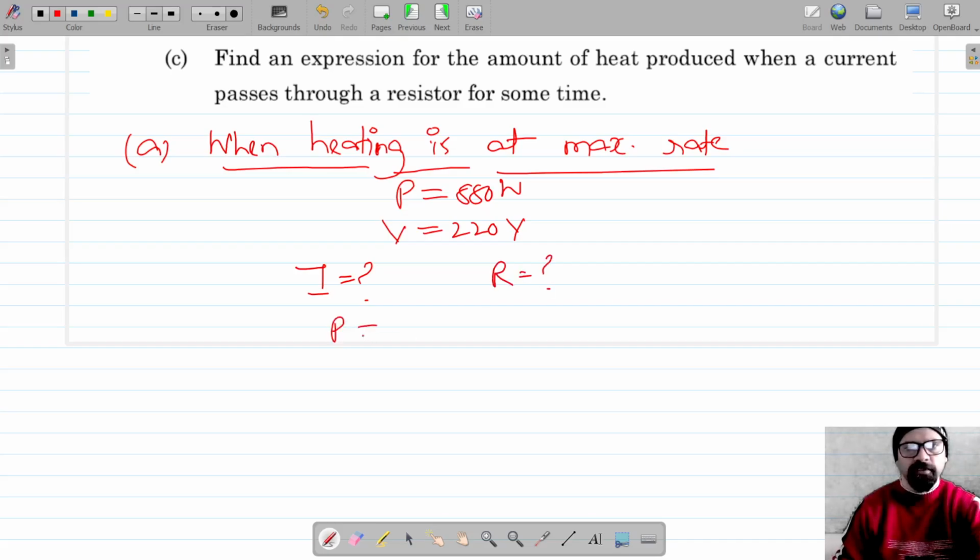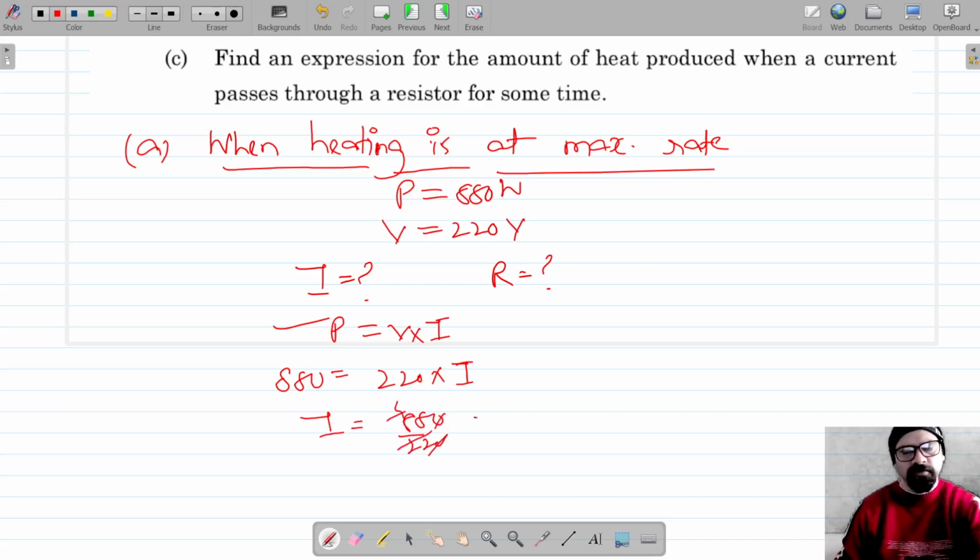So we know that P is equal to V into I. Power is 880 and potential difference is 220, so current is 880 divided by 220, which is equal to 4 ampere. So current is 4 ampere.